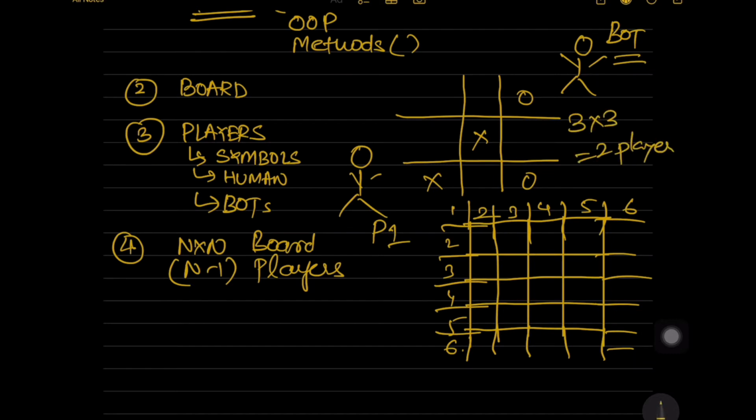So if it's an n cross n board, then we'll have n minus 1 players, and we'll have n minus 1 symbols. For each player there will be one symbol. I hope you get this point. Similarly, as you saw, we can have X, we can have O, we can have other symbols. Each one can choose their symbol. We can have a square, a triangle, somebody can have a star. So each player, when they come in, can register their symbol, and then that's what it is.